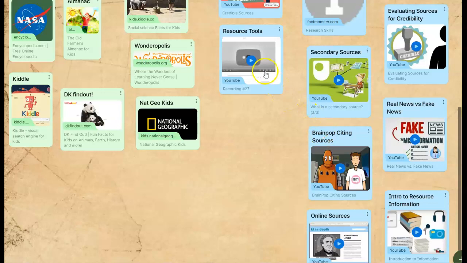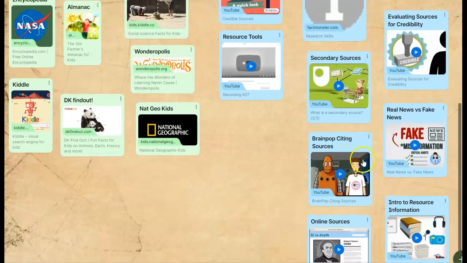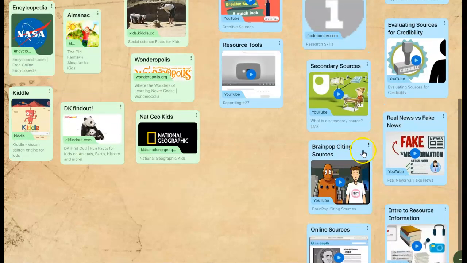So this one's going to talk about your resource tools, the different kinds of tools you can use. This talks about different types of online sources, whether they're a .gov or a .edu, and it tells you if they're reliable or not. If you go on to this one, it's just an introduction of resource information. It sort of introduces you to how to find your resources and how to use them. This is real news versus fake news and how to spot it. This is a short video on how to cite your information. Now it's MLA format, it's not APA.